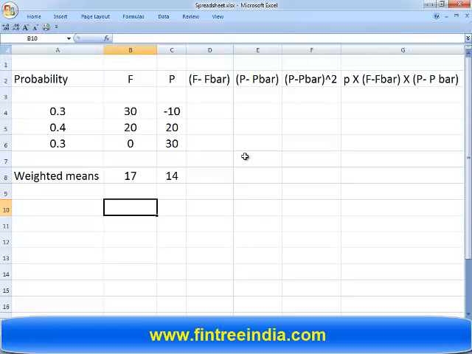Okay, so how will you solve this? You will say 0.3 multiplied with 30 plus 0.4 multiplied with 20 plus 0.3 multiplied with 0. And in the same fashion solve for the other one. Are we done up to this? Then start solving this. F minus F bar, P minus P bar, P minus P bar square.